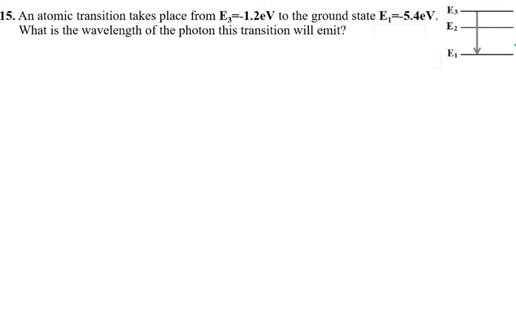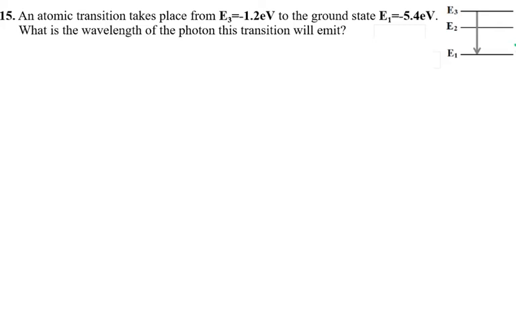In this question, they say an atomic transition takes place between energy level 3, where the energy is -1.2 electron volts, the energy needed to bombard the electron out of the atom, and the ground level, where the energy level is -5.4 electron volts. That's again the energy needed for the electron from the ground level to jump out of the atom. And then what is the wavelength of the photon emitted during this transition?